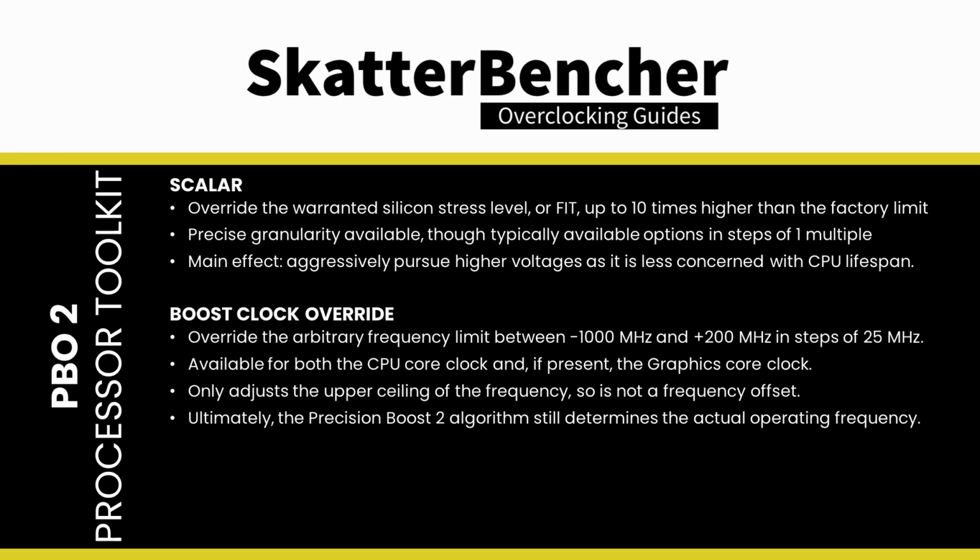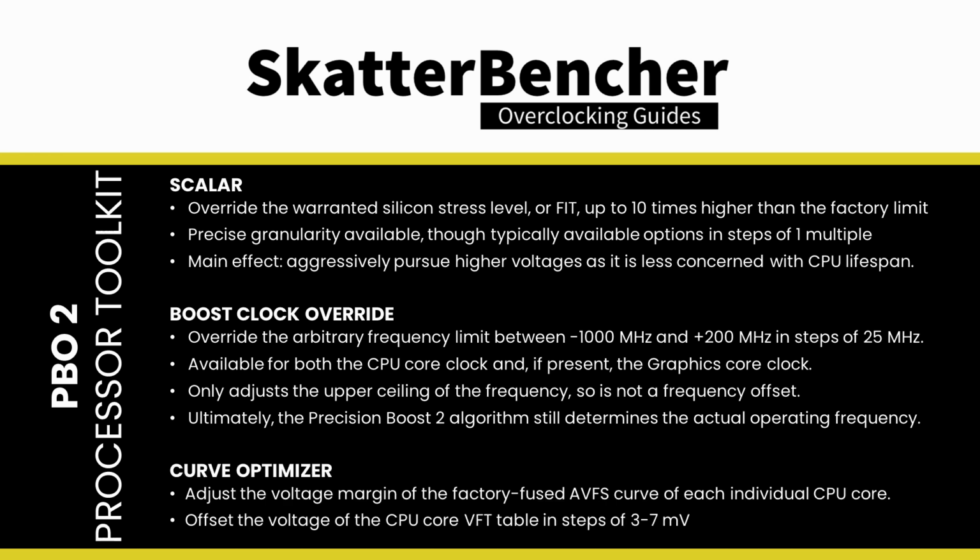Boost Clock Override, or Fmax Override, allows the user to override the arbitrary clock frequency limit between -1000 MHz and +200 MHz in steps of 25 MHz. It is available for both the CPU core clock and, if present, the graphics core clock. It is important to note that the override only adjusts the upper ceiling of the frequency and does not act as a frequency offset. Ultimately, the Precision Boost 2 algorithm still determines the actual operating frequency. On some motherboards, you may see Fmax override options higher than +200 MHz. While it may be possible to write these values to the processor registers, they won't actually get applied.